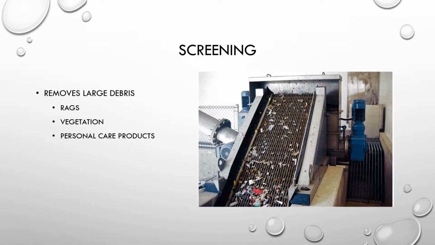Screening is the first step in the process when wastewater reaches the plant. In this step, water passes through a screen to remove large solids such as rags, vegetation, and personal care products. This is the filter of the plant. This filter prevents large, non-degradable solids from causing blockages downstream.